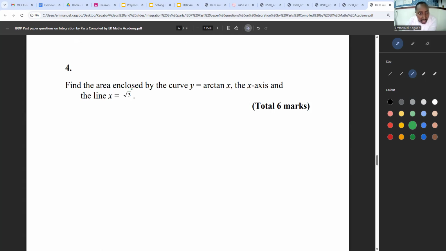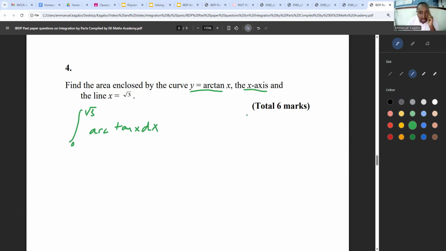Now, find the area enclosed by the curve with this function, x-axis, and that one. So they said x-axis. So that means it will be integration 0 to square root of 3 of arc tan x dx, right? I hope you understand that. This is what we have to integrate. It's a 6-marker question, and you just need to know the basics of integration. Now, for this question, there's no other technique of integration you can use apart from integration by parts.